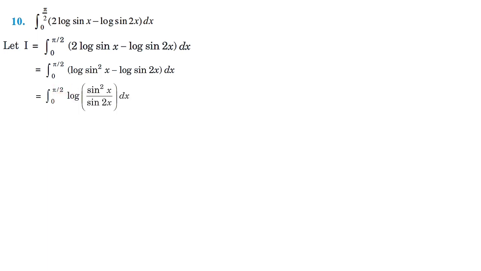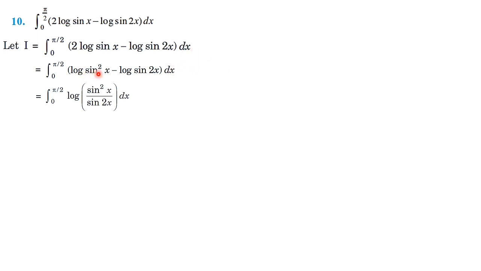Integral 0 to pi by 2, this is log a minus log b, that is log a by b. So log of sine square x by sine 2x. If you don't know the formulas, just write them down. I am just explaining it. I am not showing it here because these are all common formulas. If you don't know, just write them down by listening.